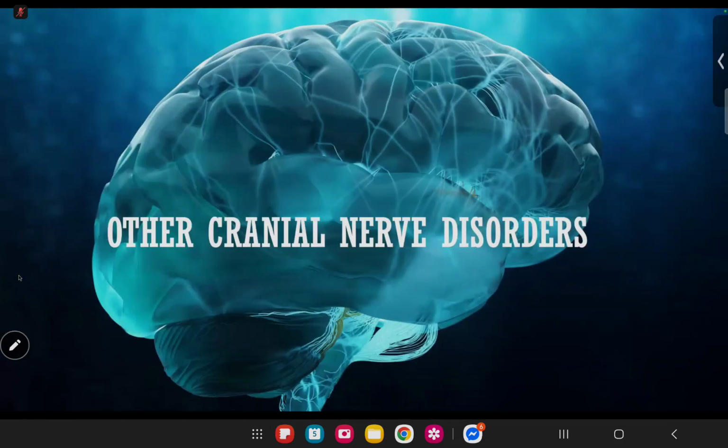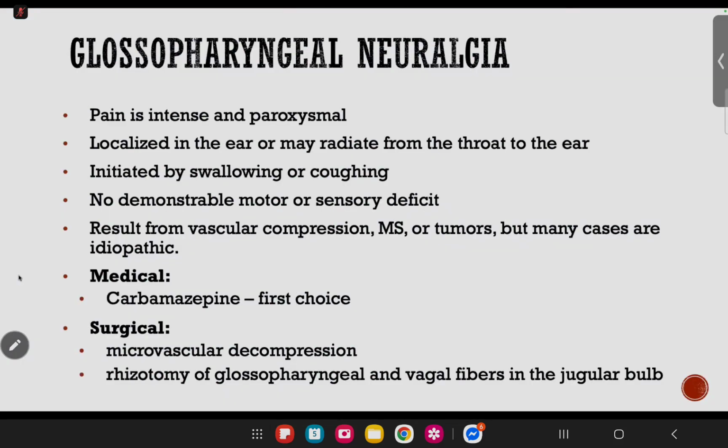Now let's go to the other cranial nerve disorders. So, glossopharyngeal neuralgia. This form of neuralgia involves the ninth and sometimes a portion of the 10th or the vagus nerve. It resembles trigeminal neuralgia in many respects, but it is less common.